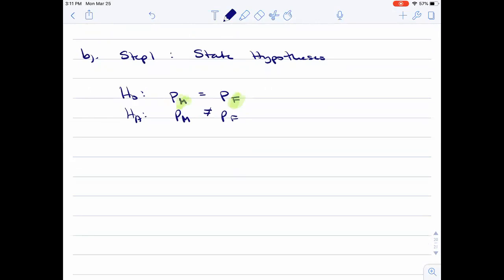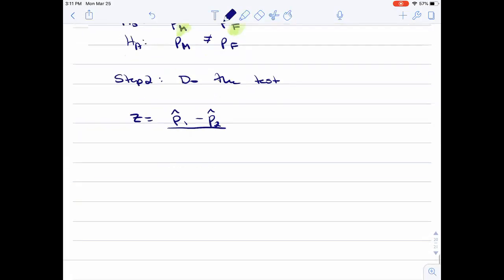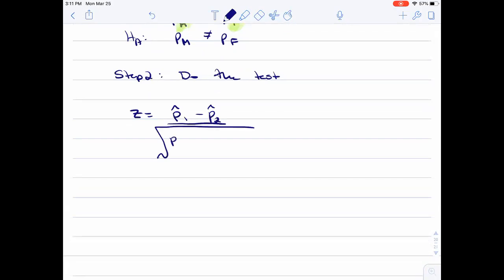So now, step 2, do the test. We've done all the hard work. All right, so now our Z is P1 hat minus P2 hat over the square root of P hat Q hat times 1 over N1 plus 1 over N2. Hopefully I have that. Yeah, good.